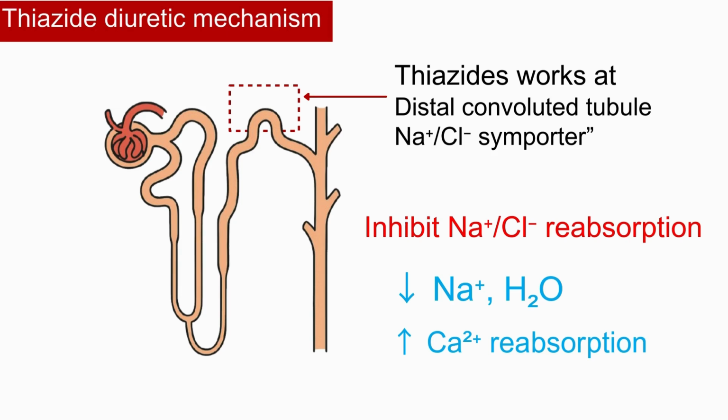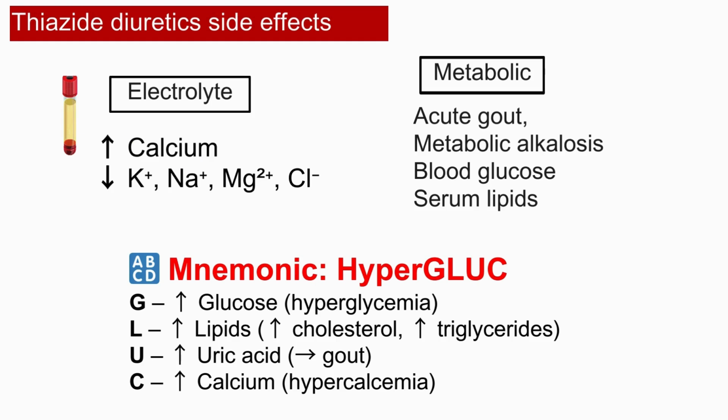Okay. So that's the diuretic effect and the impact on blood volume. What are the high-yield metabolic and electrolyte side effects that we need to remember for thiazides? I remember there's a good mnemonic for that. Oh yeah, there is. A common mnemonic for the metabolic side effects is hyper-GLUC.